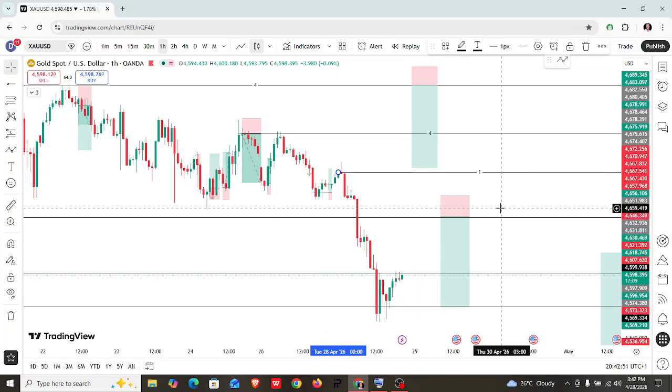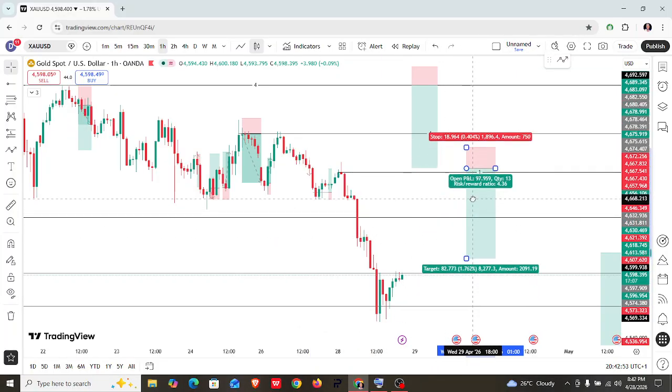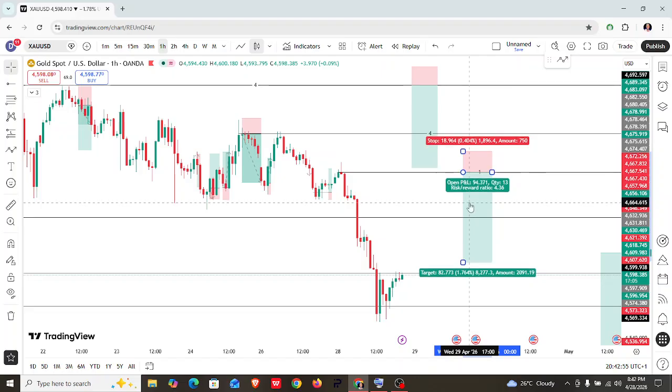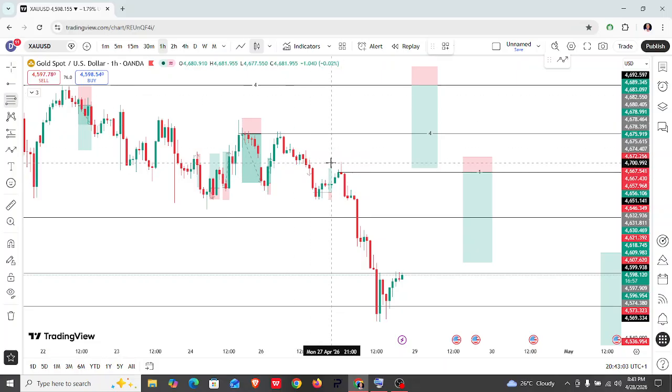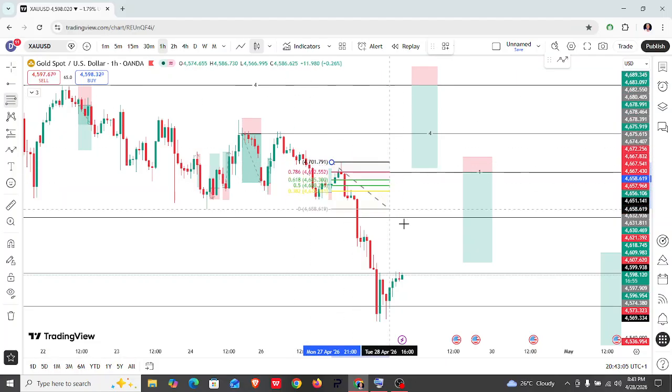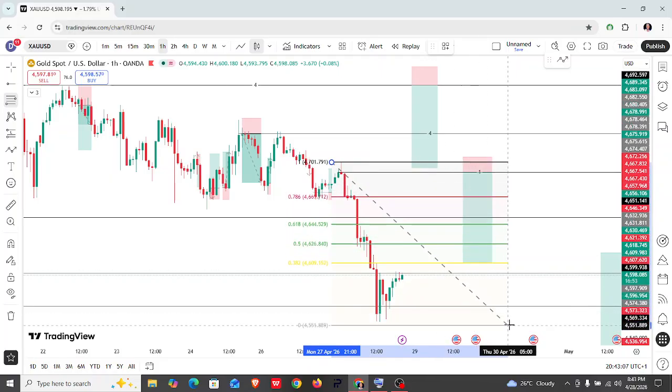So I even like price to come here. I will be more confident on this trade because it's on an F and R zone. Now let me use the Fibonacci retracement tool to measure from the high to the low.